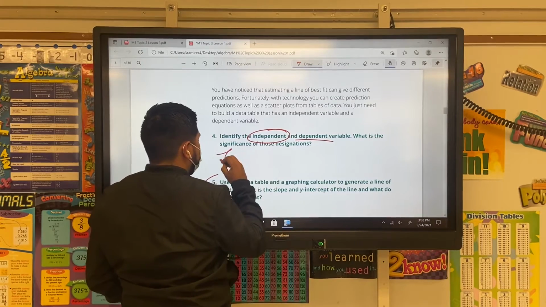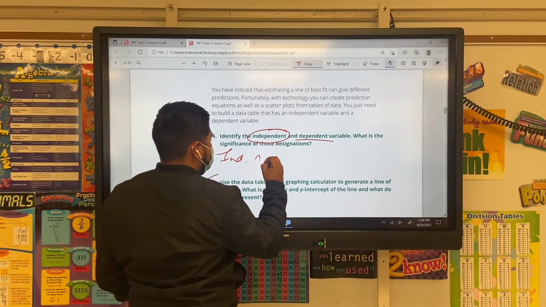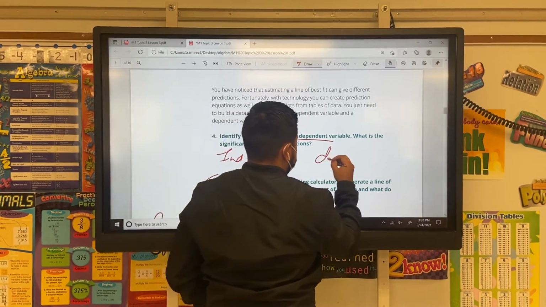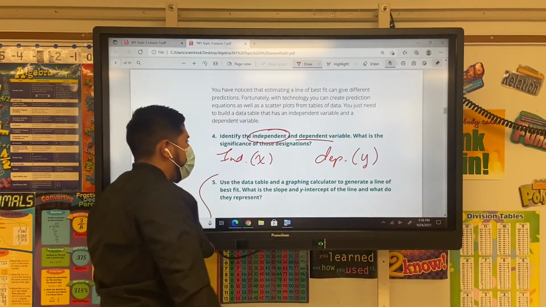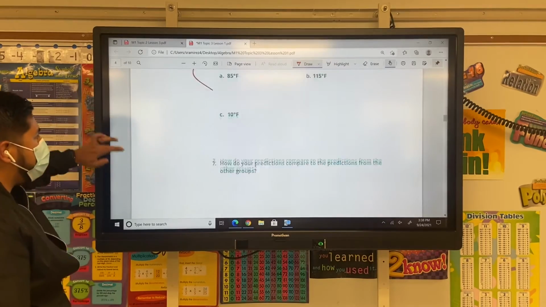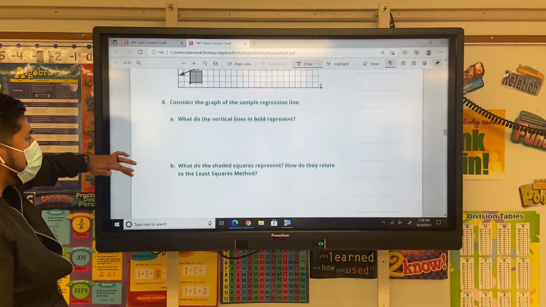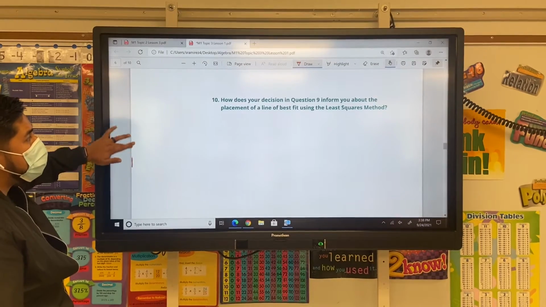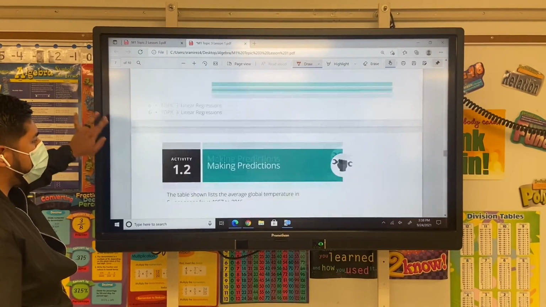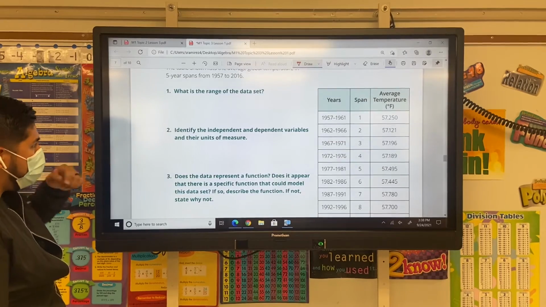Independent is x. Dependent is y. Don't forget that y depends on x. Skipping the rest, skipping this mumbo jumbo. Skipping page 5. Skipping page 6. We're on this one.